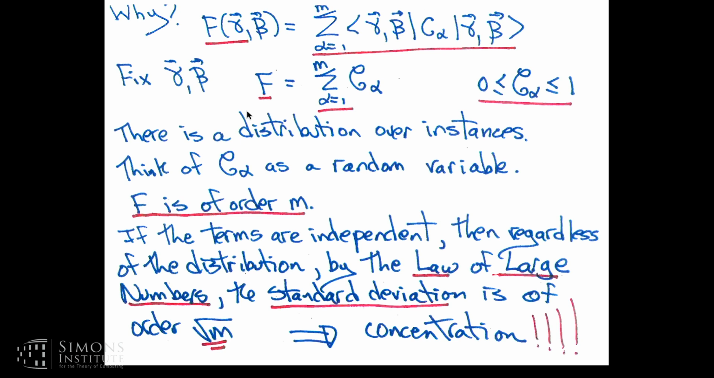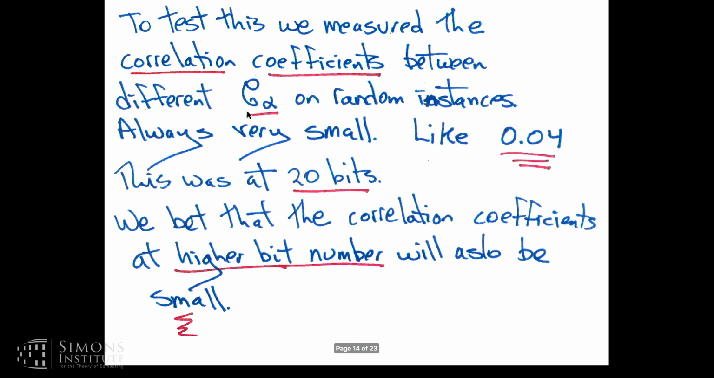Does that make sense? So now the question is, do they look independent? And so we tested that. We actually went to the computer and measured correlation coefficients between different C alpha and random instances. And they were always very small, the correlation coefficients. To a statistician, the value 0.04 is tiny for correlations. They think of big correlations when that number is close to 1. So they're uncorrelated. So we don't have a proof that this works for large P, but the numerics suggest that our intuition is correct, and that if you go to higher bit number, it's hard to believe the correlations will increase. So anyway, that's the statement.